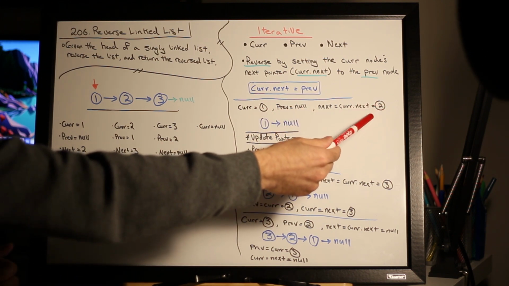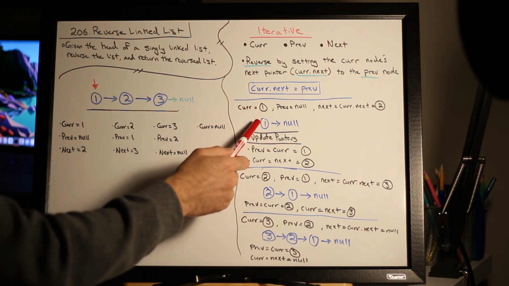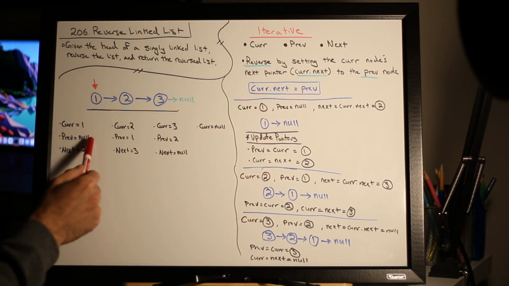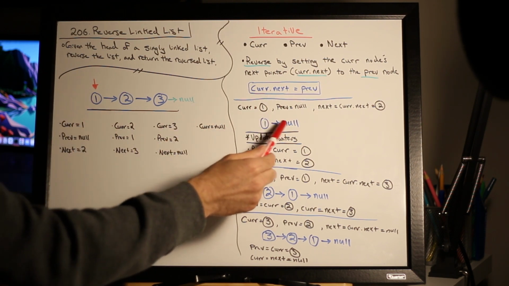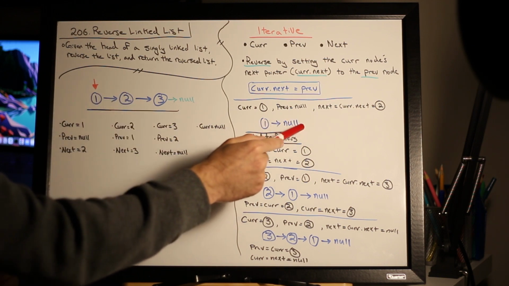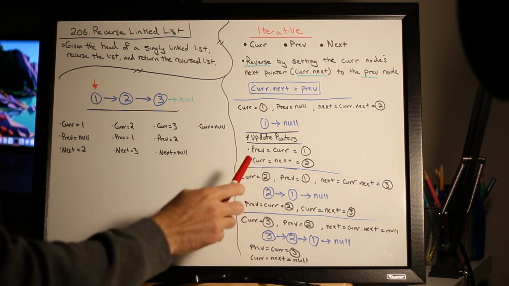And I have just rewritten this up here. So setting current.next, so current is 1, its next pointer is going to be equal to prev, and prev is null because there's nothing there. And so that's what that will look like. So we went from 1 pointing to 2 to 1 pointing to null. And that's the current state of our linked list.